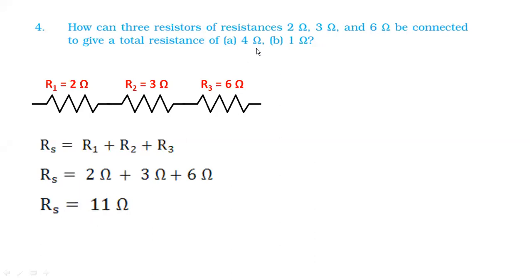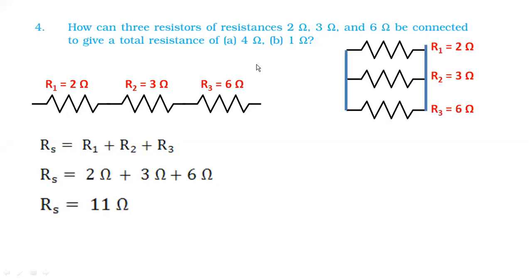Did we need 11 ohm? No, we need 4 ohm or 1 ohm. 11 ohm nahi chahiye. That means we cannot use this combination. This series combination we cannot use, because that is not asked in the question. So let us go with the second procedure. Second procedure is what? Connect them in parallel circuits. Okay? So we can connect them in parallel.